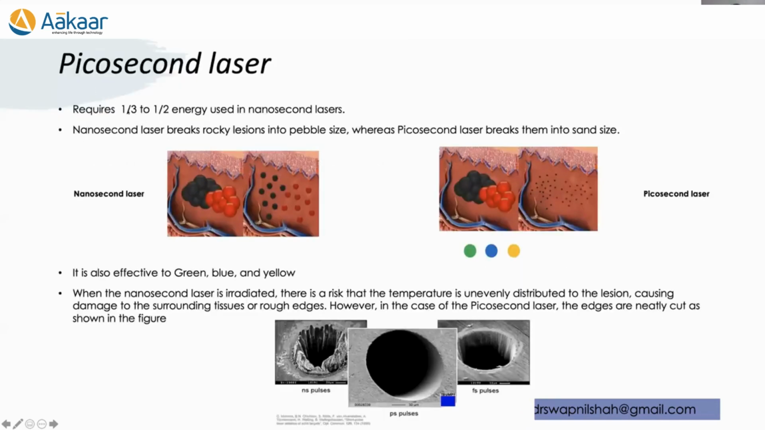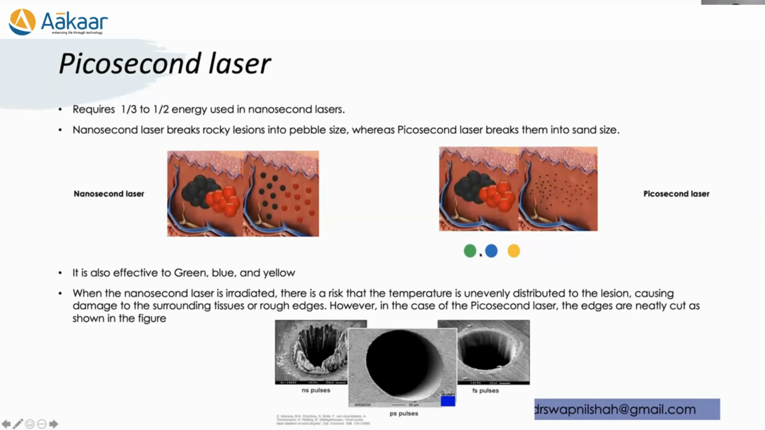So you require one third to one half of the energy used in nanosecond lasers. That makes them extremely safe. Nanosecond lasers break the lesion to pebble size, whereas picosecond lasers break them into sand size. And we know that when treating a pigmented lesion, macrophages take away this broken pigment. The smaller you break it, the quicker macrophages can engulf it and remove it. So it can be used very safely and very effectively in treating pigmented lesions.